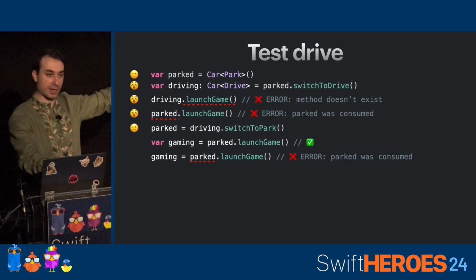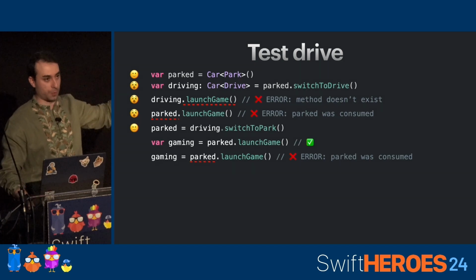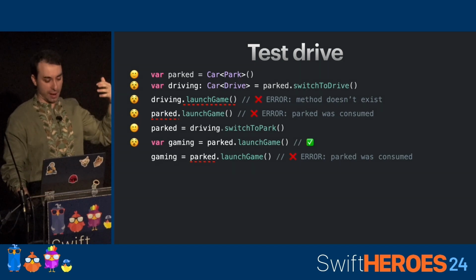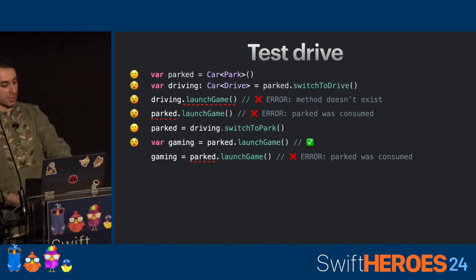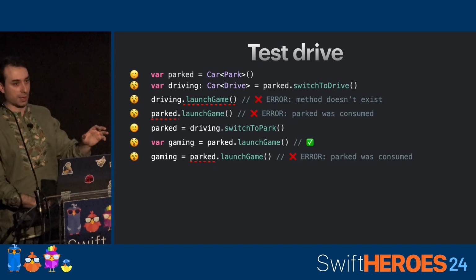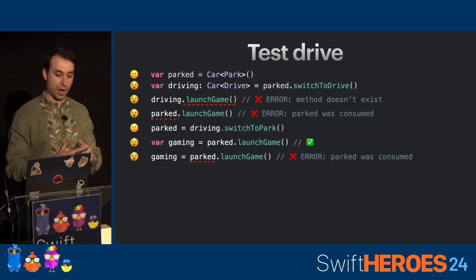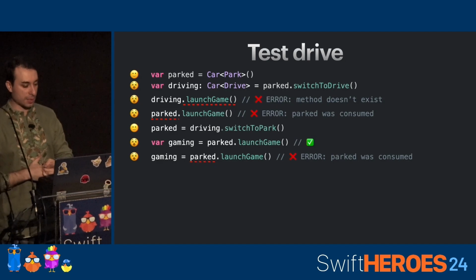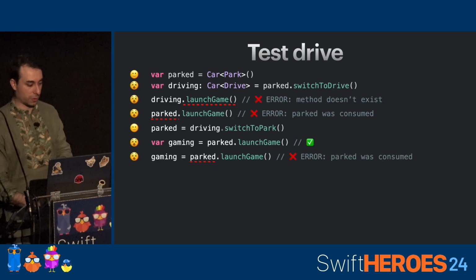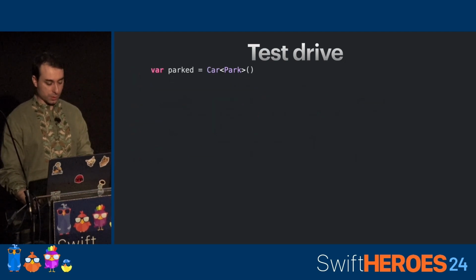Oh, now I reassign the new value to parked. So by evolving my state, now it's alive again. I can launch the game. Now it is consumed by virtue of calling launch game, and it's dead again. So you see the idea, right? The borrow checker keeps track of how parked is used and is not allowing us to reuse it unless we reassign it further down the road.